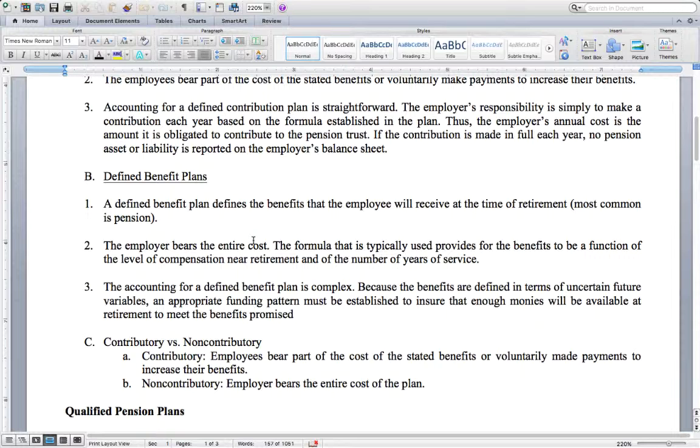The amount that they determine they owe you upon retirement is a very complicated calculation which involves the use of actuaries and various uncertain future variables in determining the amount that they're going to have to pay you. Therefore, they have to come up with a funding pattern that they need to establish to ensure that they are contributing enough money to a trust to hold to be able to meet the retirement obligations they have promised to the employees upon their retirement.